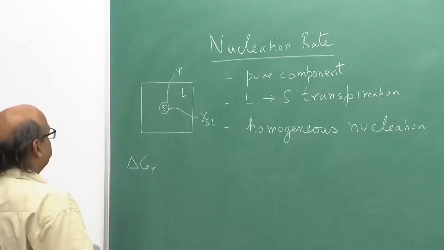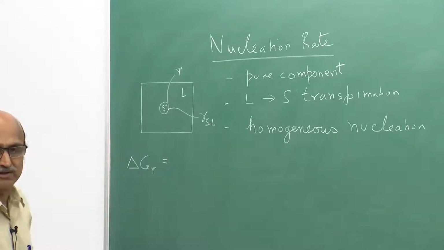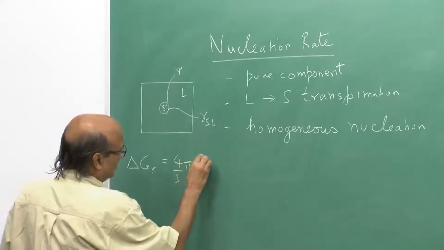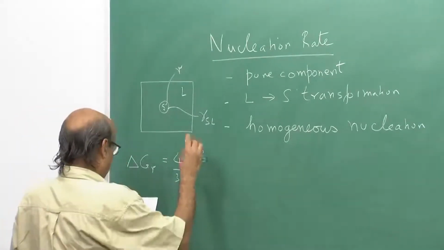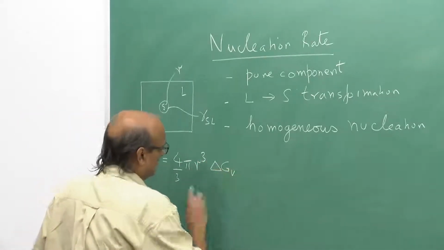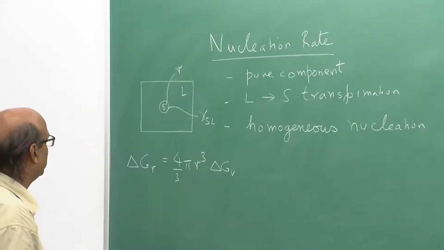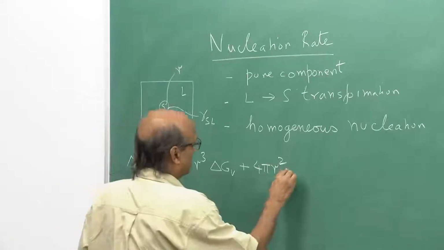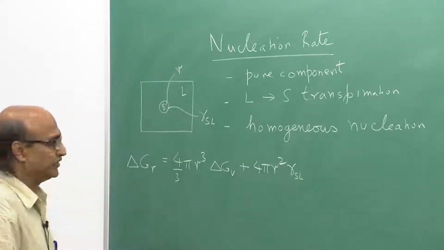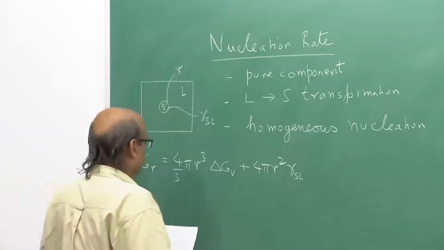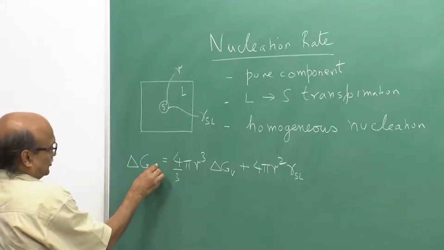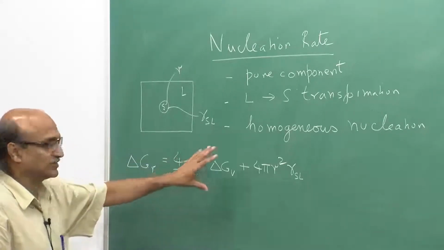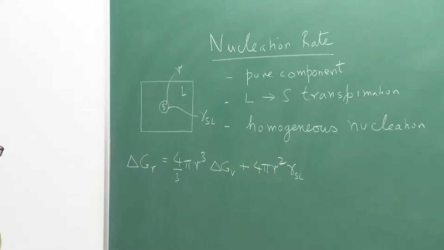The free energy change when a solid of radius r nucleates within the liquid is given by the volume of the nucleus, 4 by 3 pi r cube, multiplied by the change in the free energy of the bulk per unit volume, delta GV, plus the surface area of the nucleus, 4 pi r square, multiplied by the solid liquid interface energy gamma SL. I have made a little change: I have used the subscript r on the left hand side of this equation to show that the overall change in free energy is going to be a function of the size of the nucleus that is nucleated. So, I am calling it delta Gr.